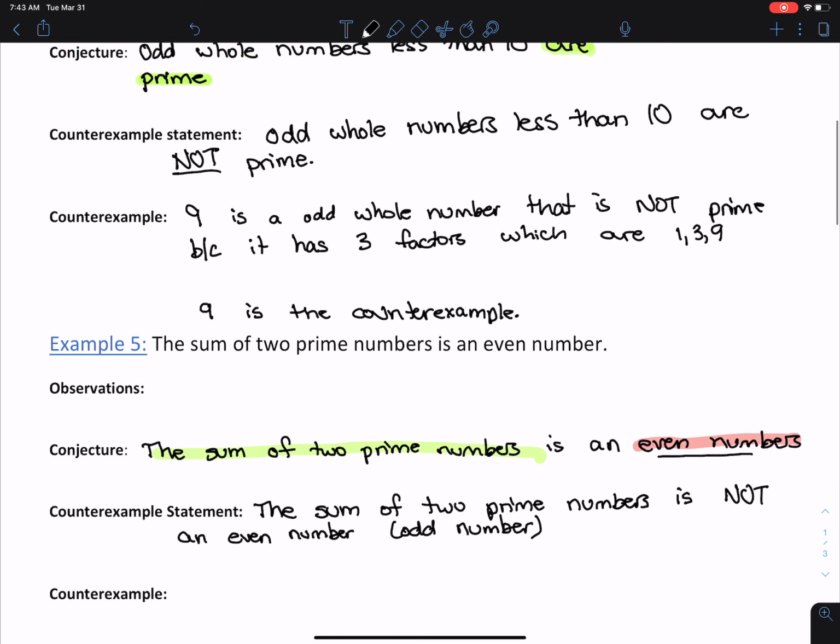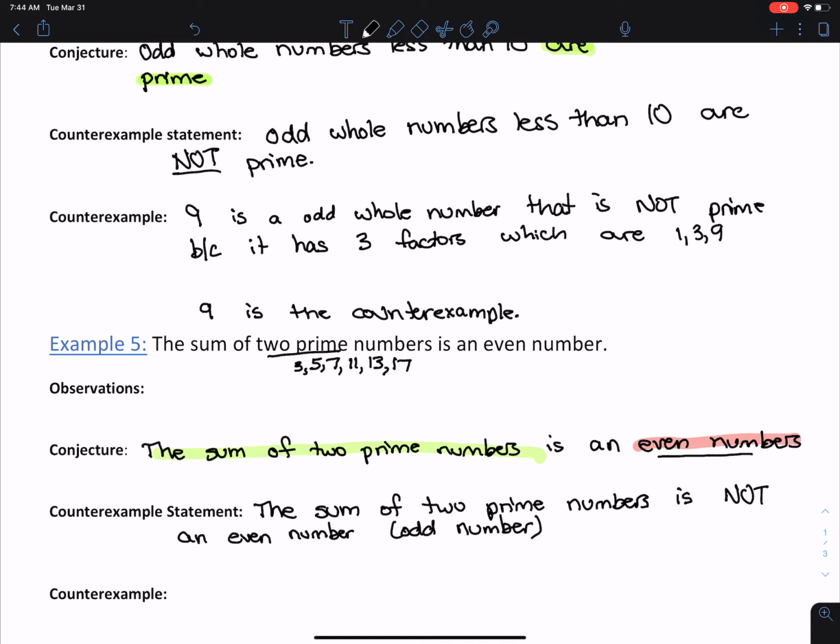So let's look at some observations. All my prime numbers are, for example, 3, 5, 7. 8 is not prime because I can use 4 times 2 to get 8. 9 is not prime because 3 times 3 is 9. 10 is not prime because I can use 5 times 2. 11 is prime. 13 is prime. 14 is not prime because I can use 7 times 2 to get 14. 15 is not prime. 16 is not prime. 17 would be my next prime number.